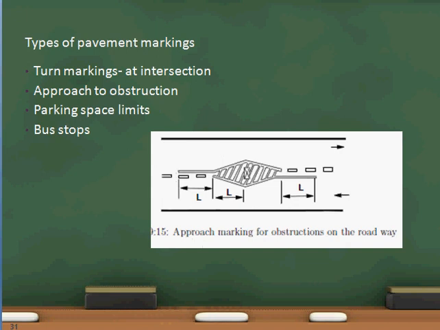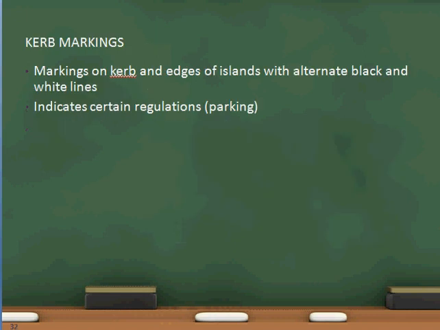Then at intersections there can be markings showing bus stops, parking space, etc. Then turning markings can be provided. Next, that is, road pavement markings. Next is curb markings.